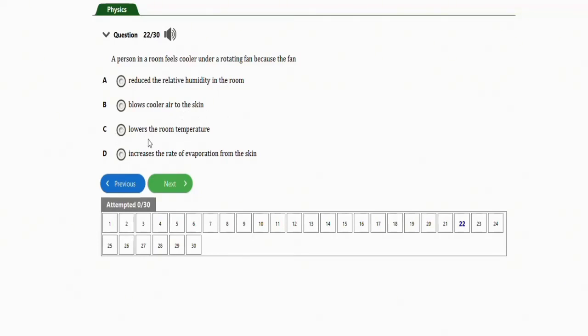C, lowers the room temperature. D, increases the rate of evaporation from the skin. So the correct option is option D, increases the rate of evaporation from the skin. Let's go to the next question.